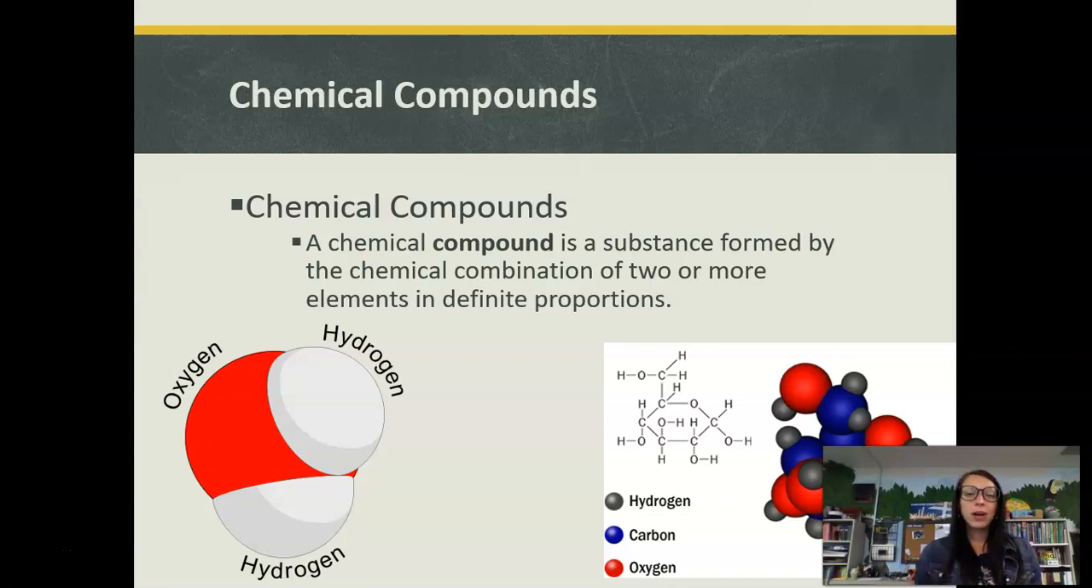So a chemical compound is a substance formed by the chemical combination of two or more elements in a definite proportion. So we're not talking about something simple like a heterogeneous mixture. We're talking about a chemical combination. The example I have on the screen for you is water, composed of hydrogen and oxygen. This simple chemical compound is essential for life as we know it. You'll be dealing with lots of chemical compounds, many of which are quite complex.